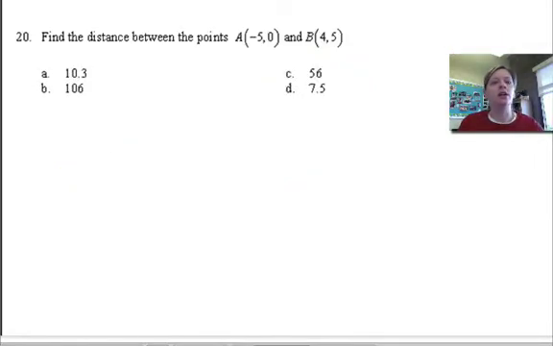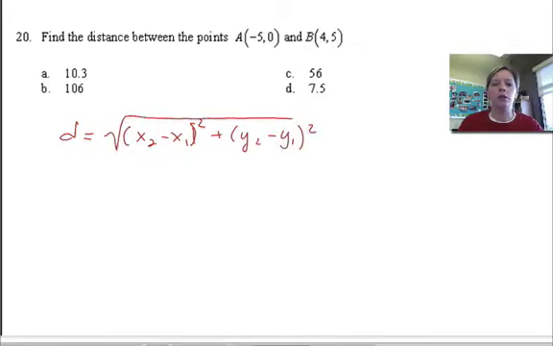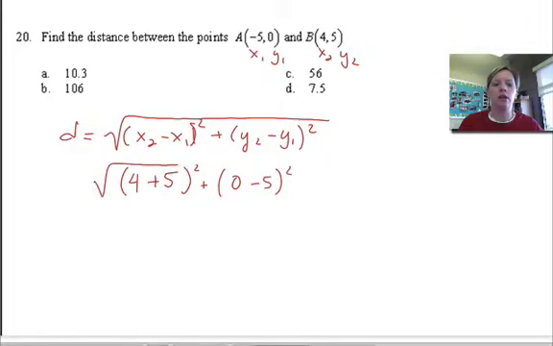Label your figure. Alright, number 20, find the distance between these 2 points. So my distance formula is x2 minus x1 squared plus y2 minus y1 squared, and we want to take the square root of that. So x1, y1, x2, y2. So that's going to be 4 minus negative 5 squared plus 0 minus 5 squared. And I'm going to write the square root every single time so I don't forget to take it at the end.